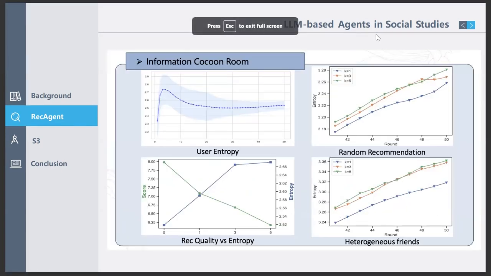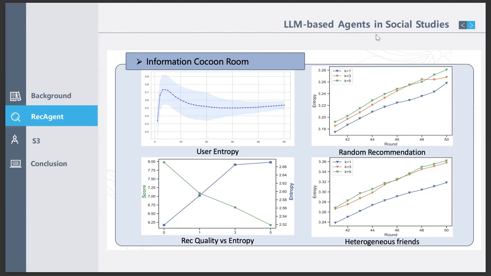Okay, based on the simulator, we also studied two well-known social phenomena. The first one is social cocoon, information cocoon. This is a well-known phenomenon in social science. In our simulator, we try to reproduce this phenomenon. We would like to see whether the problem also happens in agent society. So we use entropy as the measure to evaluate the information cocoon problem in our simulator. In the left top figure, we can see as the simulation process proceeds, the entropy becomes lower and lower, which indicates that different agents may also suffer from the information cocoon.